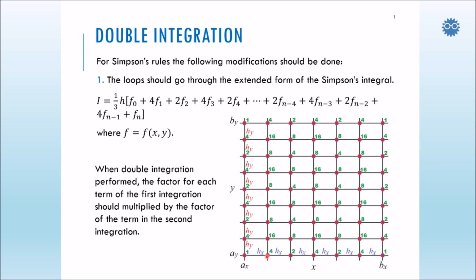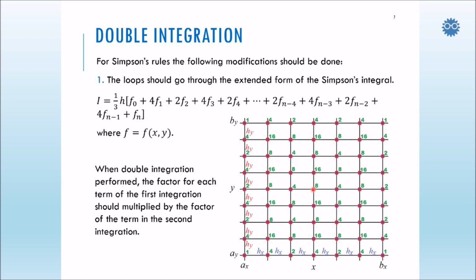For example, here in the second row and in the second column, we see 16. Why? Because the factor of the second term of the integration for x here is 4. Also, we are using the same equation for y. Thus, the factor for the second term in y is 4. So 4 multiplied by 4 will yield the factor 16 for this point of integration.